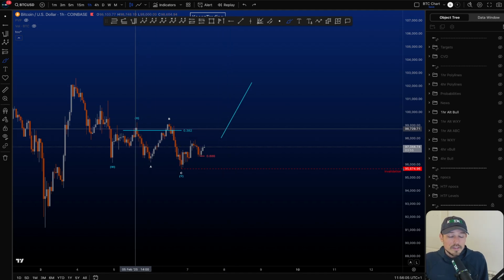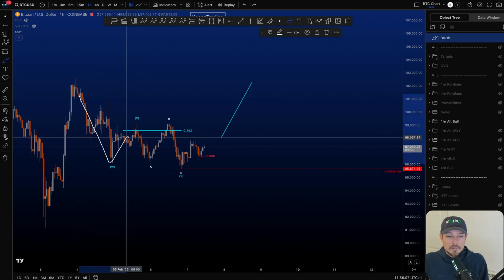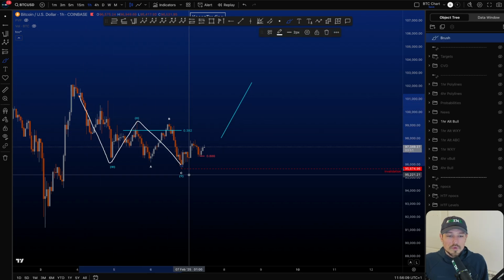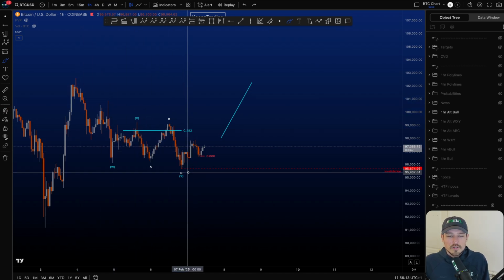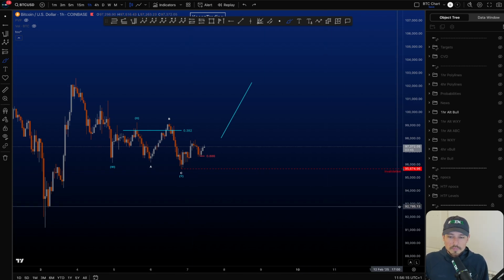And this would be a finished sideways structure, because your wave W and your wave Y are different: a zigzag in wave W and a flat structure in wave Y. So this is what impacts the probabilities.